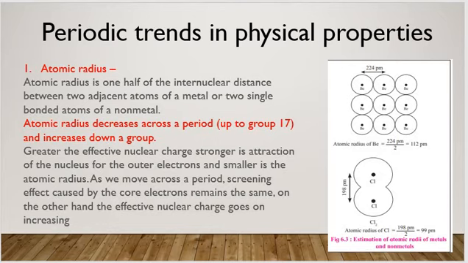Whereas the effective nuclear charge decreases and the shielding effect increases down in a group. That is why the size will keep on increasing down in a group.